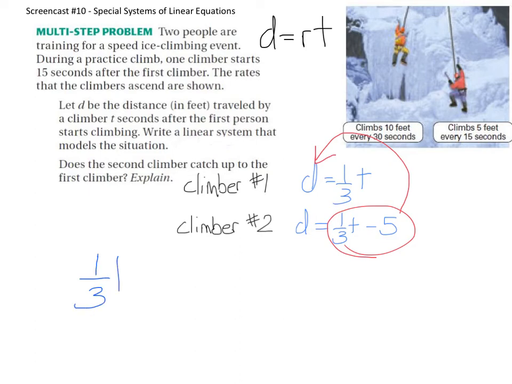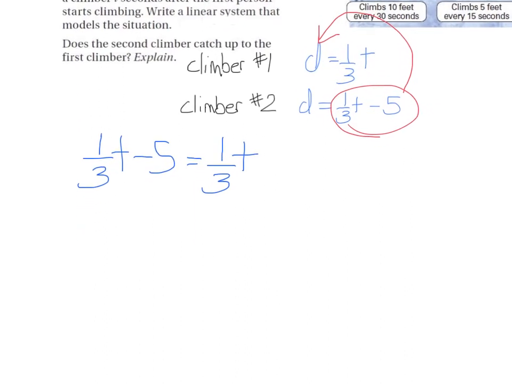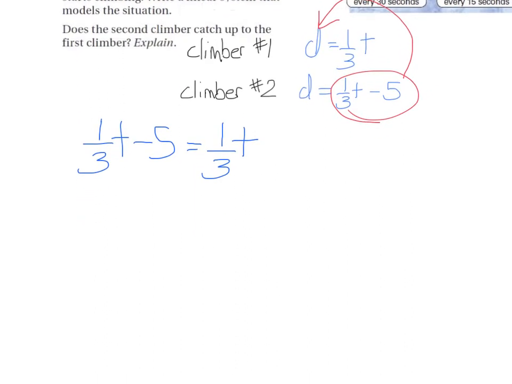1/3 t minus 5 is equal to 1/3 t. And you might see from this point that something kind of strange is going on. In order to solve this, the rule has been the same ever since last year in 7th grade: you want all variable terms on one side and all constants on the other.